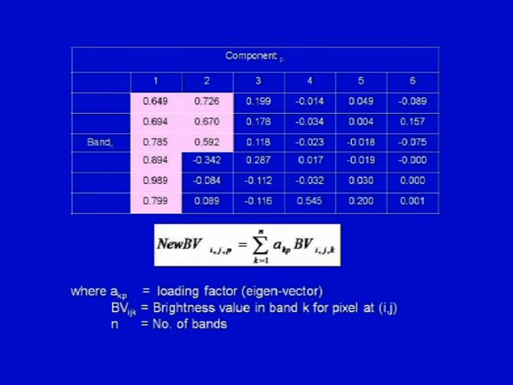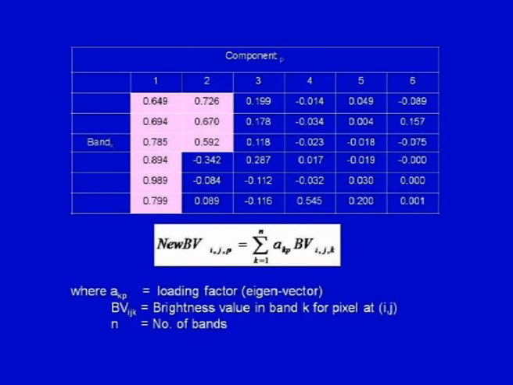Having done this, we can compute the brightness value of each of the component images by this particular relationship, wherein the eigenvectors of each can be multiplied by their corresponding brightness value in the corresponding band, and we take the sum of all these to generate the brightness value in this particular component image. Here in this slide, the first 2 principal component images can be seen, and the information content here is much better than any of the individual data sets that we have been seeing. Whereas in the third and the fourth, the information content has reduced drastically.